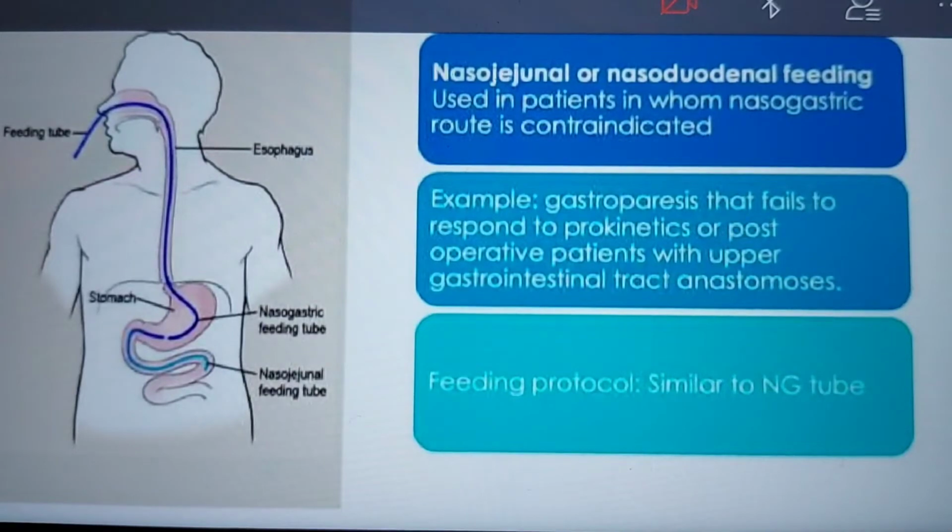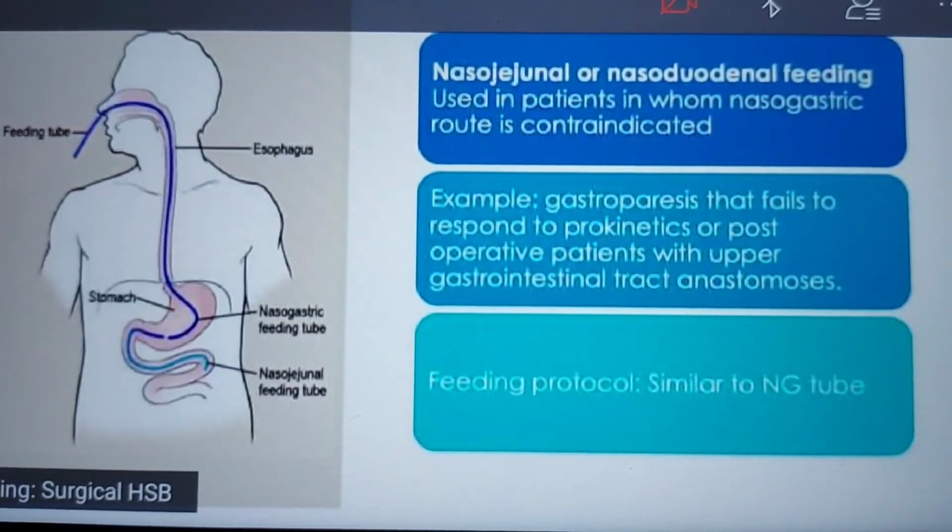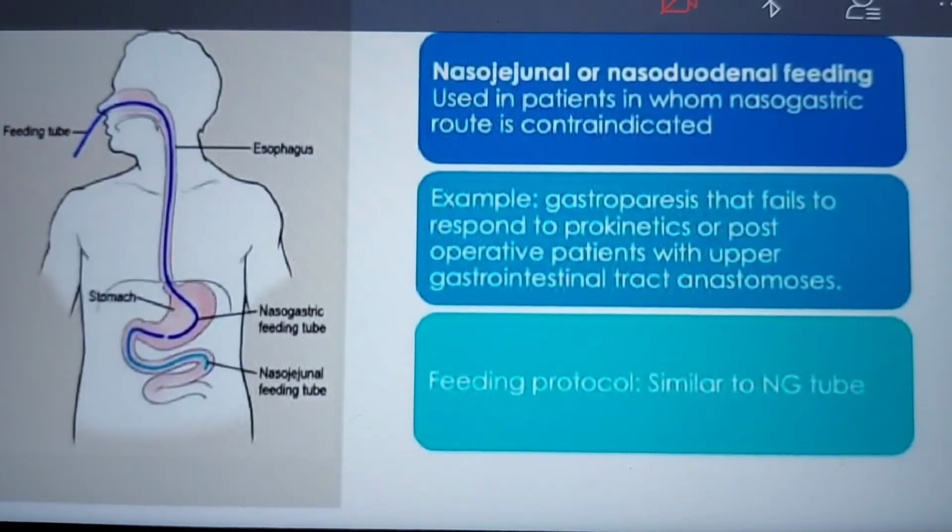Moving on, we have nasojejunal or nasoduodenal feeding. This is used in patients in whom the nasogastric route is contraindicated, for example gastroparesis that fails to respond to prokinetics, or post-operative patients with upper gastrointestinal tract anastomosis. In terms of the feeding protocol, it is similar to the nasogastric tube.